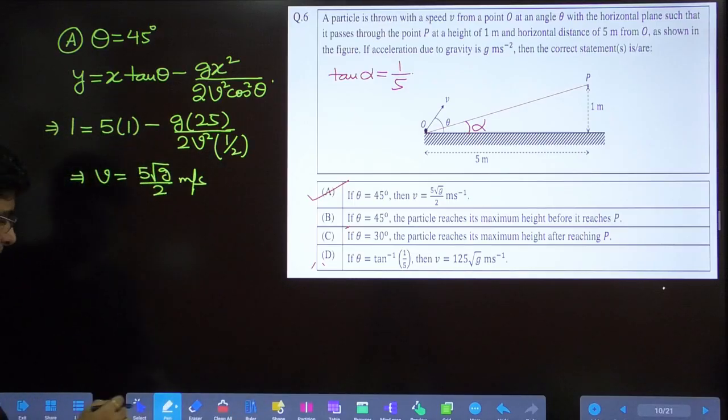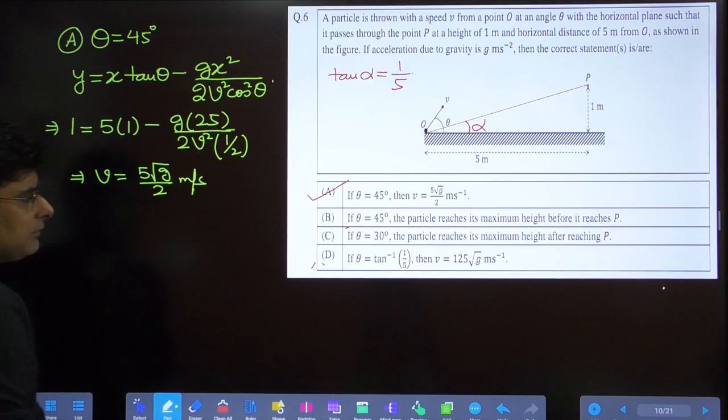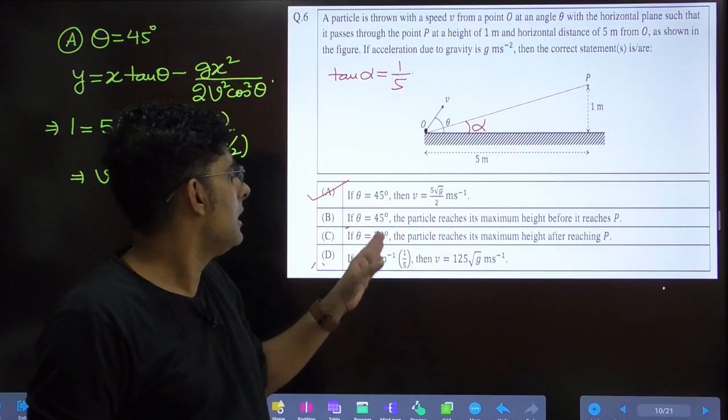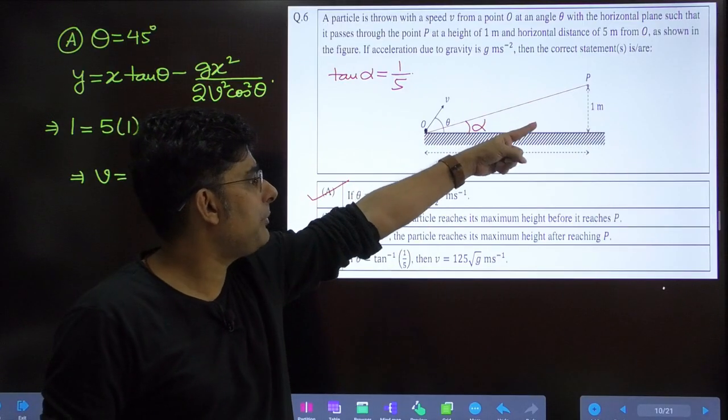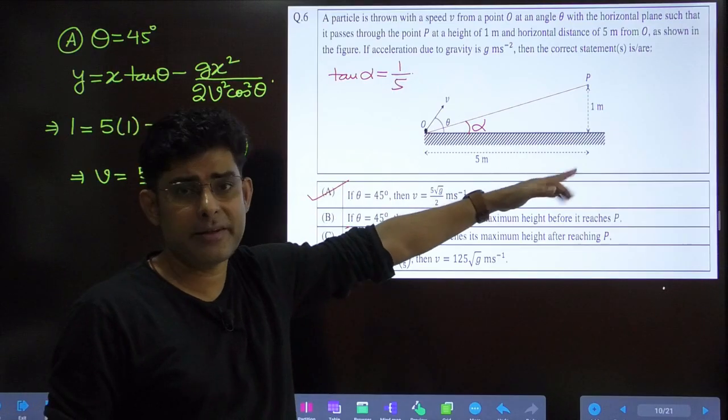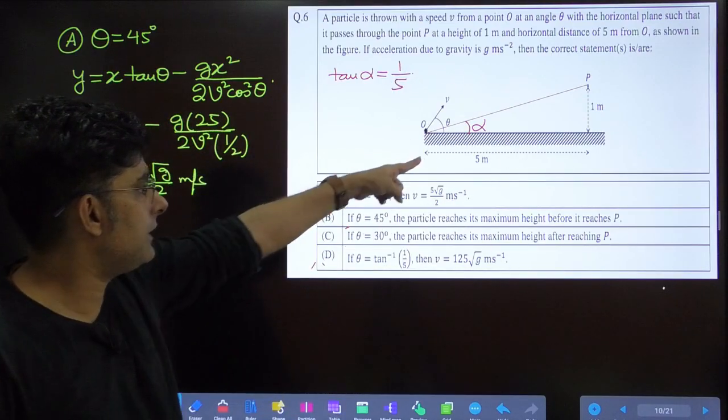It's correct. Now next thing, they are saying that at 45 degree and 30 degree angle, the particle will reach the point P before reaching the maximum height or after reaching the maximum height? We have to check that. So for that only I had drawn this.